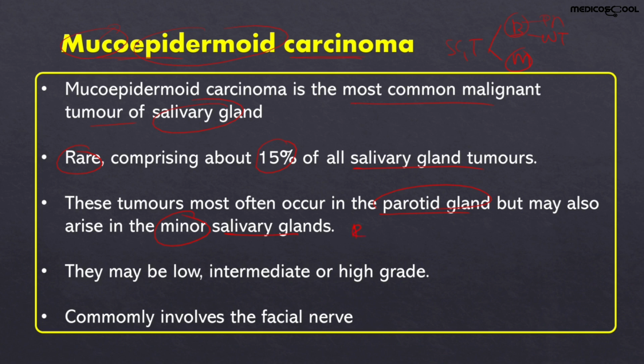And the rule regarding the malignancy of salivary gland tumors is that the smaller the gland having a neoplasm, the greater the chances that this neoplasm is not benign, it is malignant. So the small salivary glands often involve malignant tumors. This mucoepidermoid carcinoma may range from low to intermediate or high grade depending upon the differentiation, and the most important complication is that it commonly involves the facial nerve, producing facial paralysis.